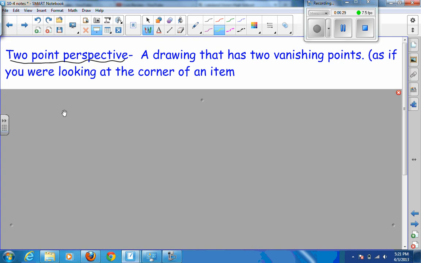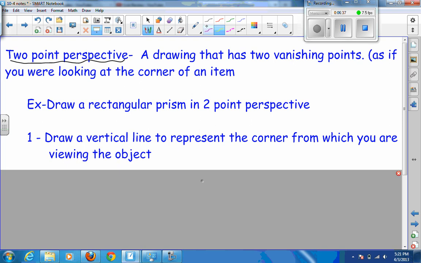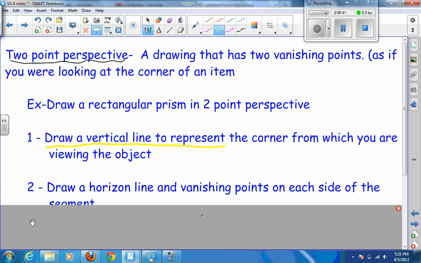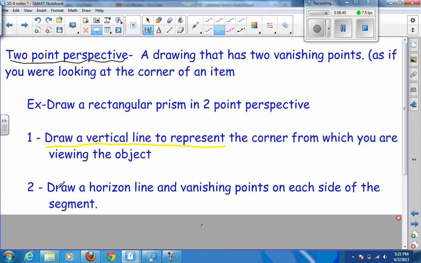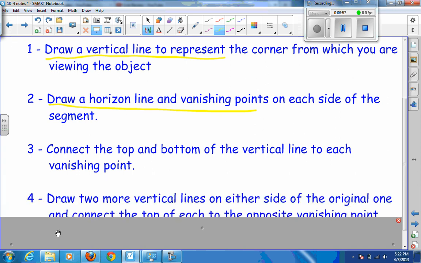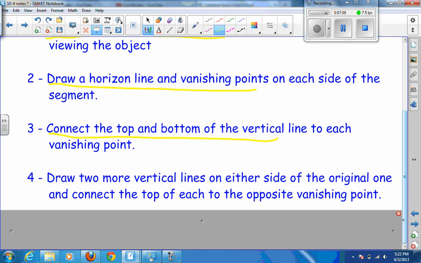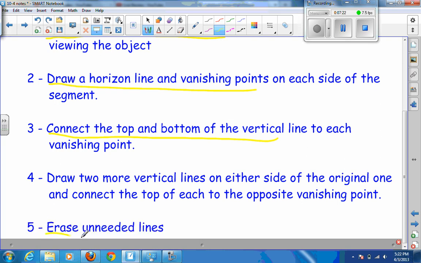So here's how we do this. First thing we do is draw that front corner. We draw a vertical line to represent the front corner from which we are viewing the object. Then we draw a horizon line and vanishing points on each side of that segment. Step 3, we connect the top and bottom of the vertical line to each vanishing point. Step 4, we draw two or more vertical lines on either side, depending on what kind of shape we have, and connect the top to each opposite vanishing point. Okay, so that's a whole lot, and let's do an example that goes through this. And obviously, step 5 is the same as the last one. Erase any unneeded lines.